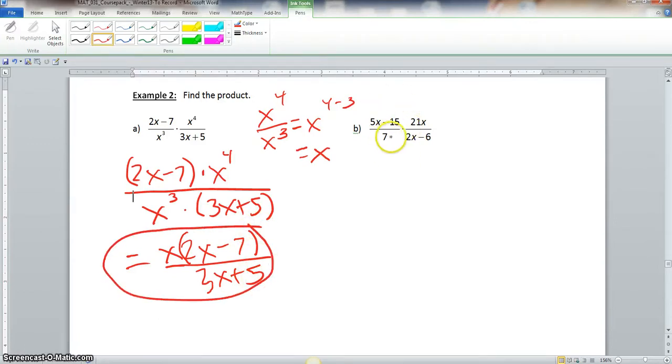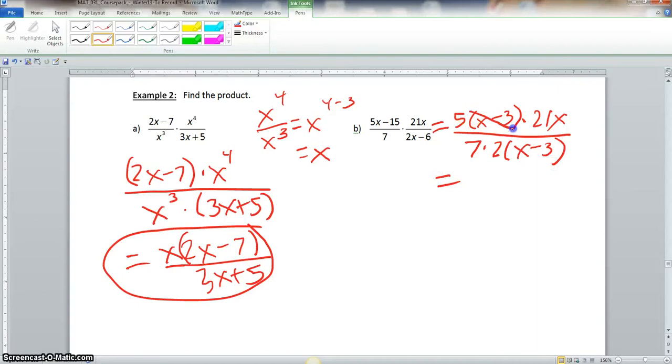Now we go here to b. Now we factor out our numerator. We could factor out a 5 here, and we would have x minus 3, and then times 21x, all over. We have 7 here, and we could factor out a 2, and that will leave us x minus 3. Now watch this. These x minus 3's will simplify out.